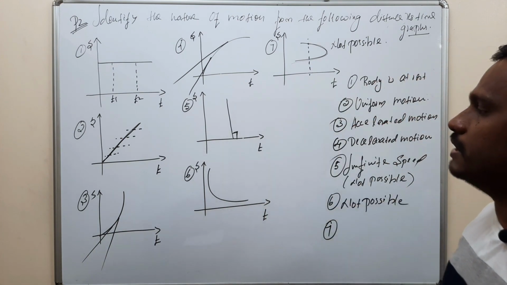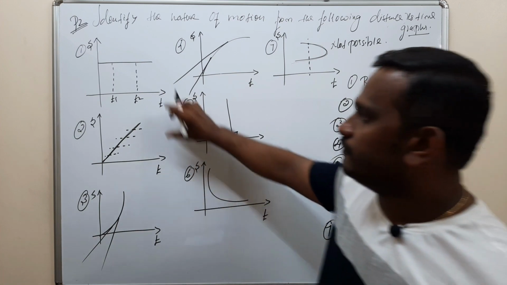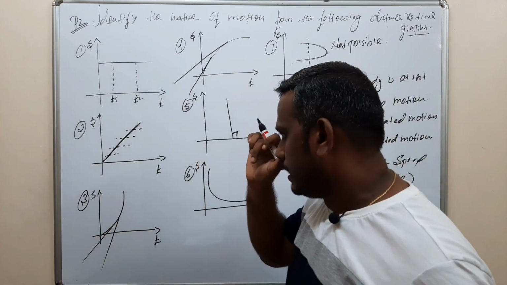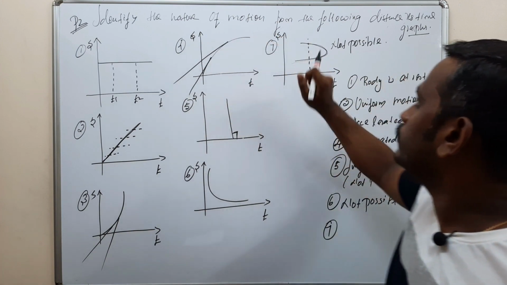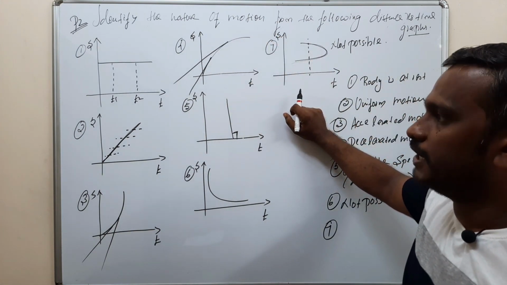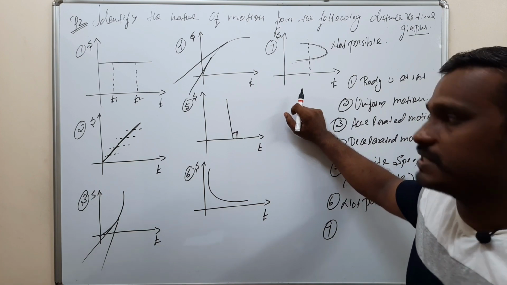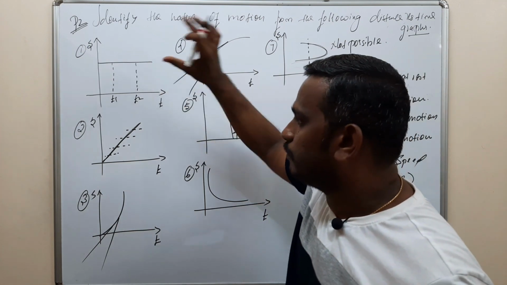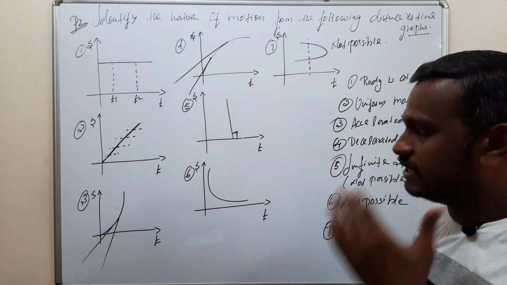So these are the graphs. First graph, the body is at rest. Identify the nature of motion from the following distance versus time graphs. We have to find what type of motion the body undergoes from each graph. The first graph represents the body at rest, that is, the body doesn't move.